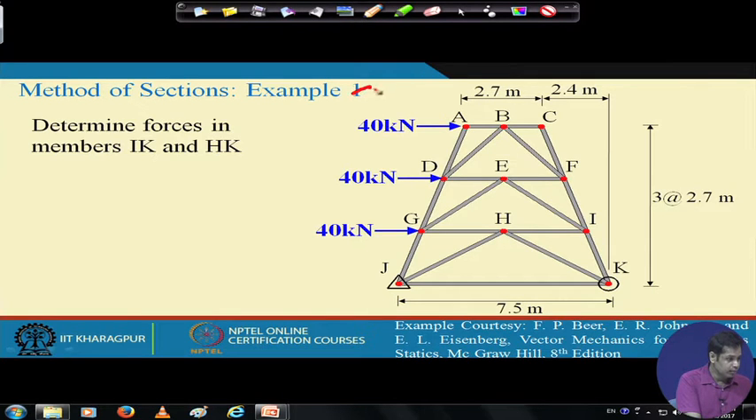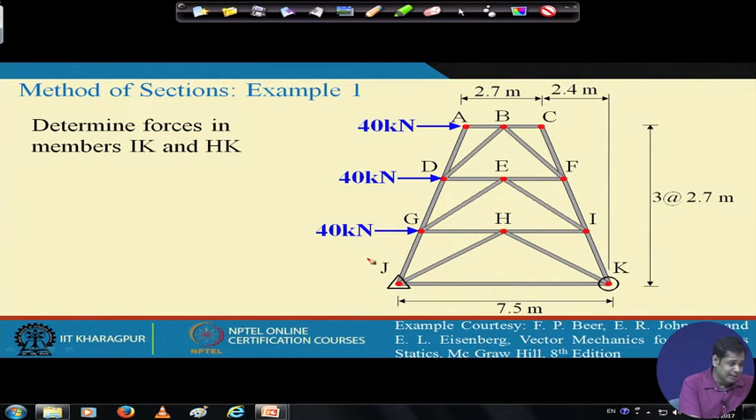This is example 2 and the previous one was example 1. What you need to determine here is the forces in member IK and forces in member HK, these two members, using the method of joints. Okay.